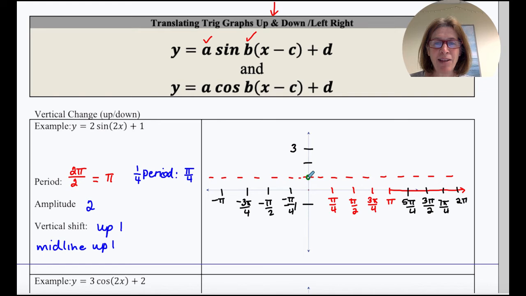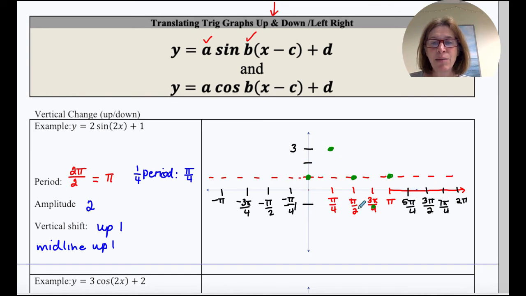So I'm going to start at the midline at 0. And then I'm going to go up to my amplitude. So I go up from there at my first tick mark, so at pi over 4. Then back to the midline at pi over 2. And then down to -1 at 3 pi over 4. And then at pi, I'm back to the midline.